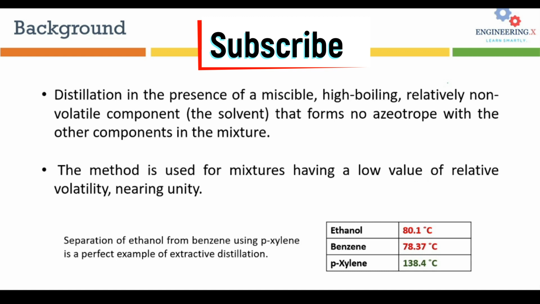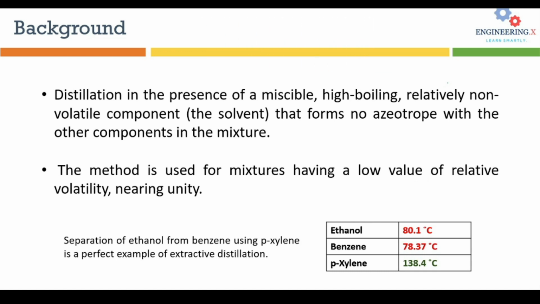For example, the mixtures which have a very close boiling point with each other. For example, these kind of mixtures are ethanol and benzene. You can see in this table the boiling point temperature of ethanol and benzene are very close to each other. So if we want to separate ethanol and benzene without any addition of third component, it's almost very difficult to separate in just one distillation column.